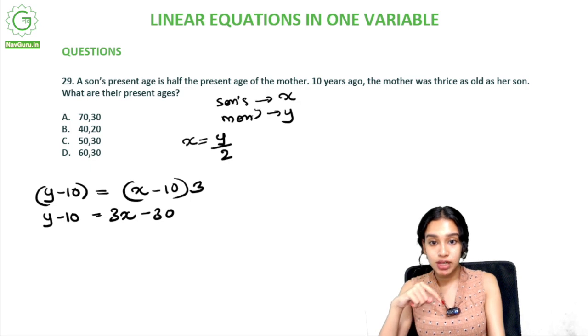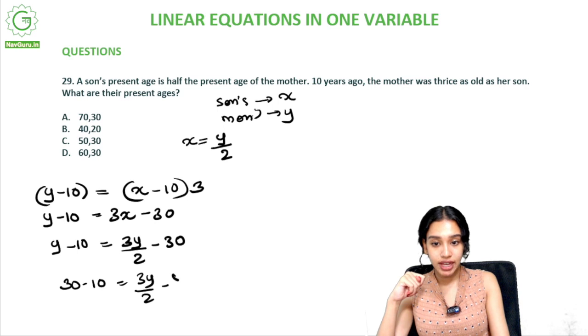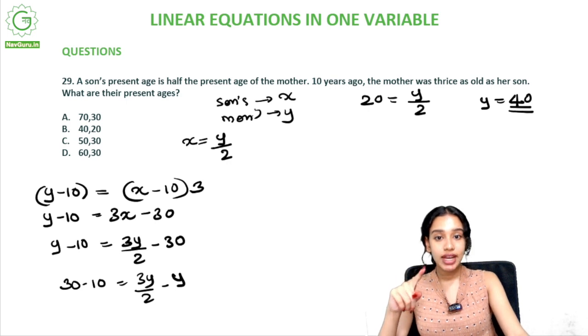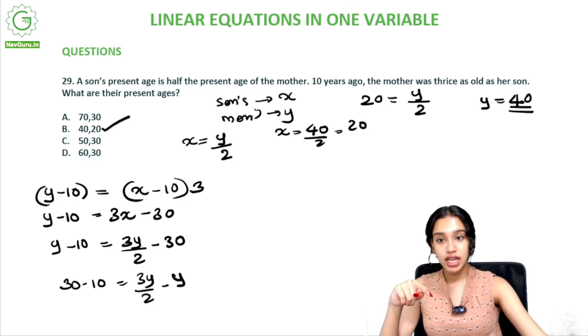Here we know that x is equal to y by 2. So we'll substitute that: 3 times x is 3y by 2, minus 30, right? So we'll take 30 to this side and y to this side. So we'll get 30 minus 10 is equal to 3y by 2 minus y. So let's calculate this. We'll get 20 is equal to 3y minus 2y over 2, which is y by 2. So y is equal to 20 into 2, that is 40. So y is the mom's age. So the son's age x is equal to 40 by 2, which is equal to 20. So the present ages are 40 and 20.